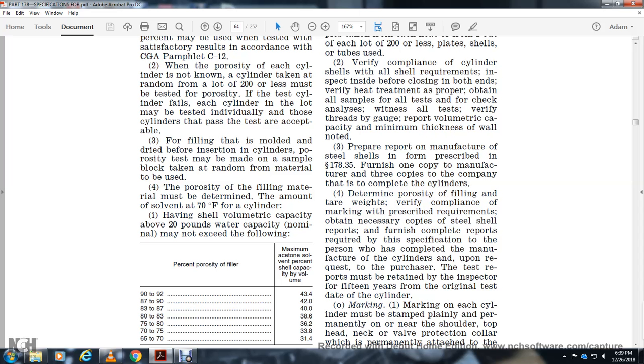with the report, in accordance with the specification of the person, complete with the manufacturer, with the zone, with the purchase request. The test report must be retained by the inspector for 15 years with the original test of the day.